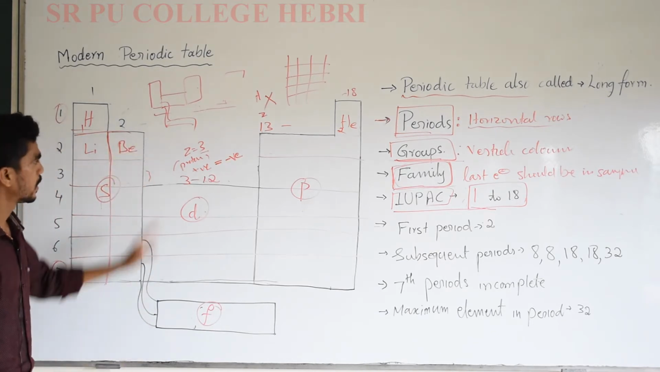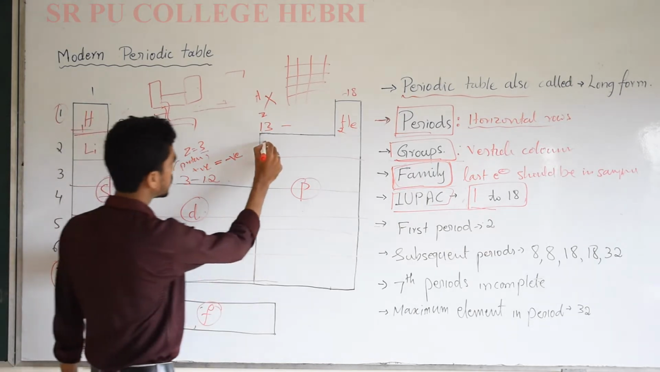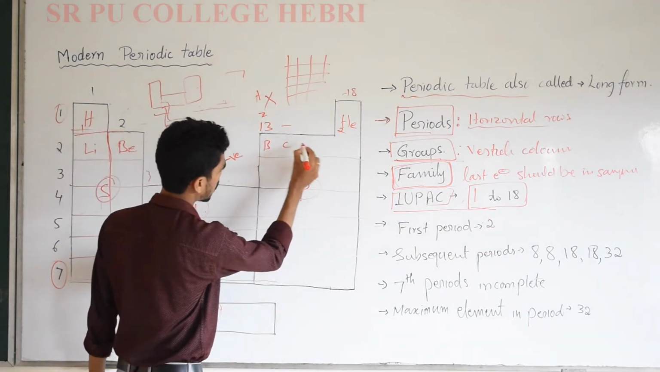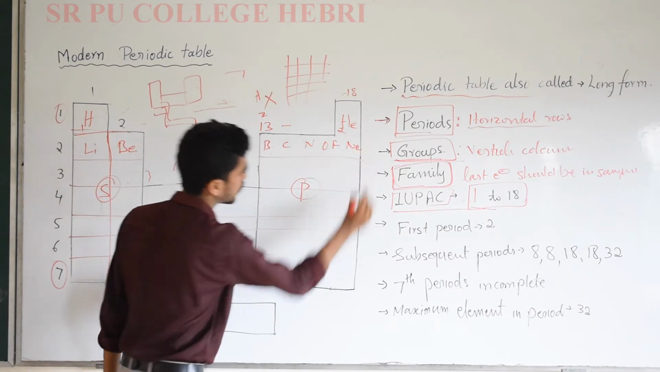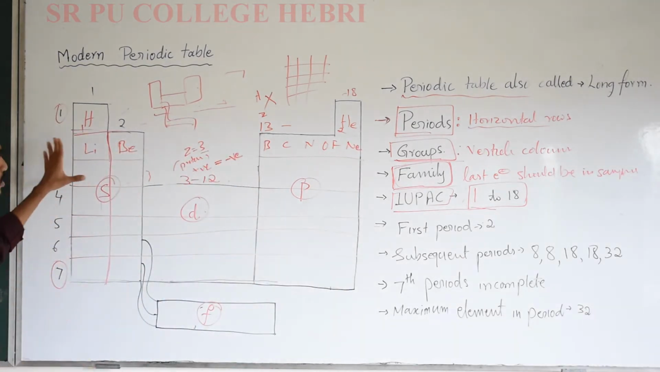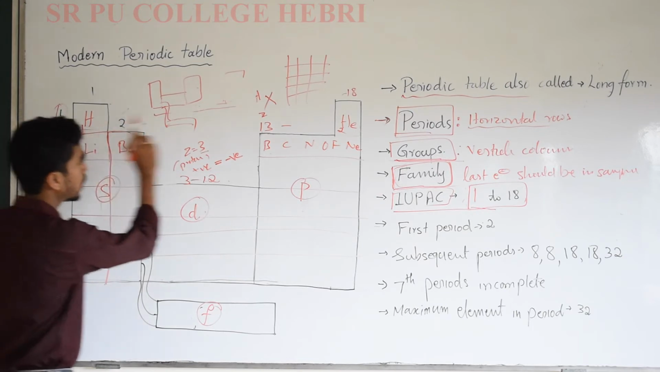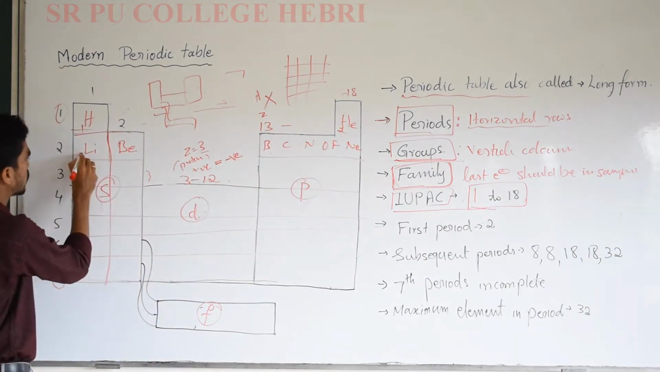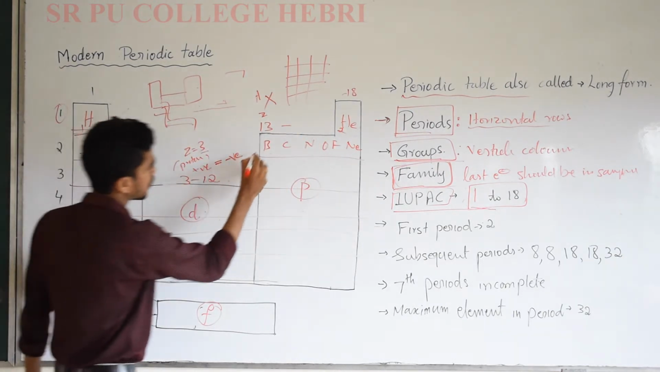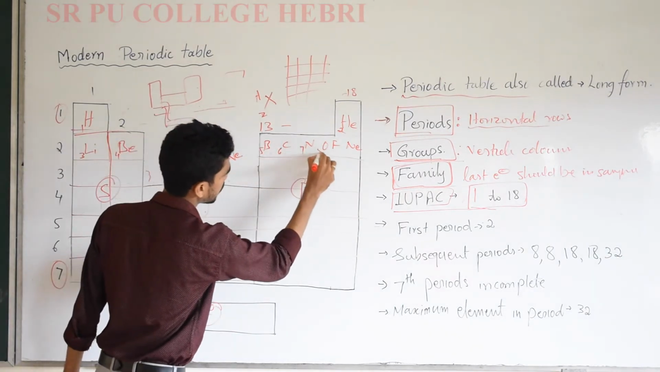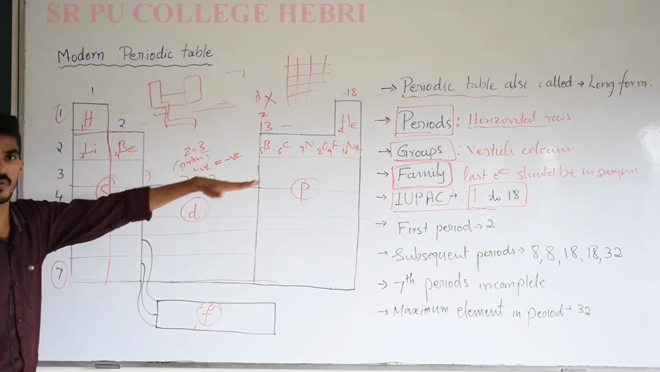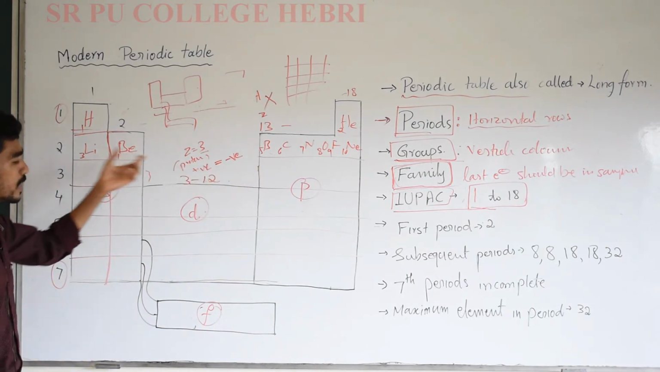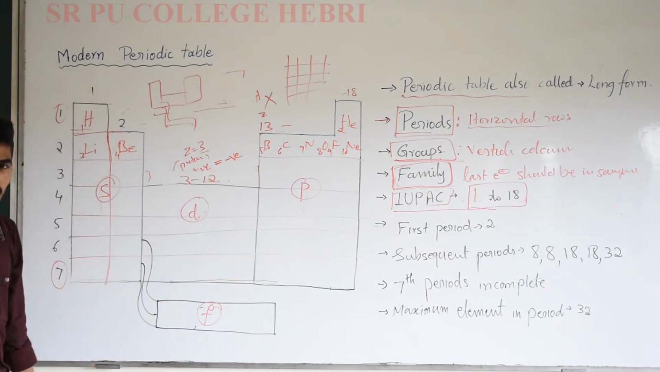Okay, don't think about the D block now. Next, group 13: boron, carbon, nitrogen, oxygen, fluorine and neon. This is the increasing order. So how is it increasing? Here 1 atom, here 2, and here 3, 4, 5, 6, 7, 8, 9, 10. This is the increasing order of elements or atomic numbers according to the modern periodic table.